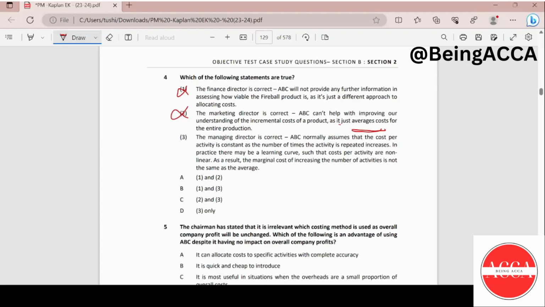The managing director is correct. ABC normally assumes that the cost per activity is constant as the number of times the activity is repeated increases. In practice, there may be a learning curve, such that costs per activity are non-linear. As a result, the marginal cost of increasing the number of activities is not the same as the average. Now, this statement is true because the learning curve concept applies over here. Since an activity is done again and again, when we've done it once, twice, thrice, we get the hang of it and then we are able to do it quicker. So there is a learning curve. That's why the third statement is true. So my answer is option D.